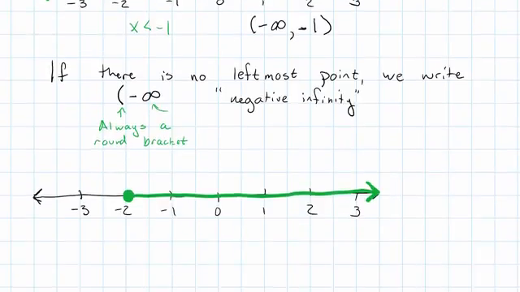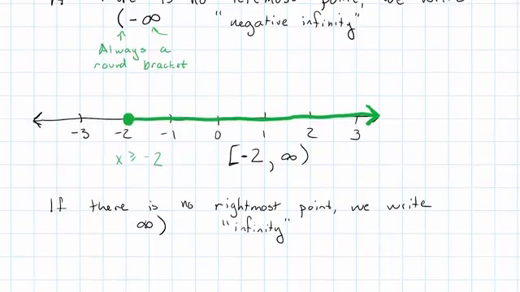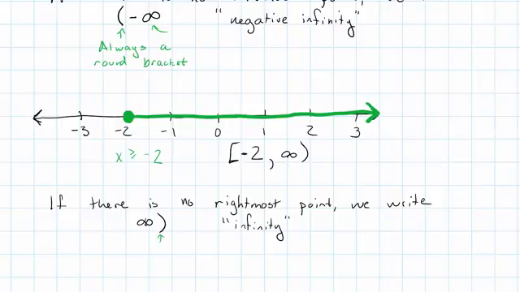What if we have something like this, which looks like it's the graph of x is greater than or equal to negative 2? Again, no endpoint here, but now it's no right endpoint. If there's no rightmost point, we just write infinity round bracket. So in this case, what's the leftmost point? It's negative 2. Is it included? Yes, it gets a square bracket. Then we'll put a comma, infinity round bracket. Again, just like negative infinity, infinity always gets a round bracket because this symbol also is not a real number.